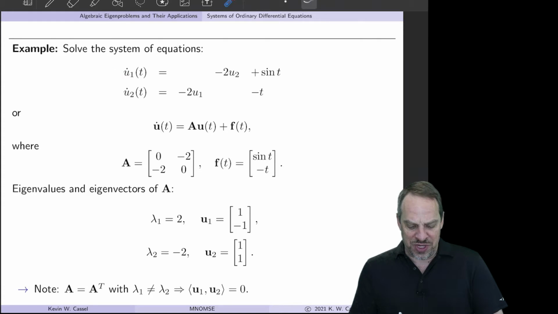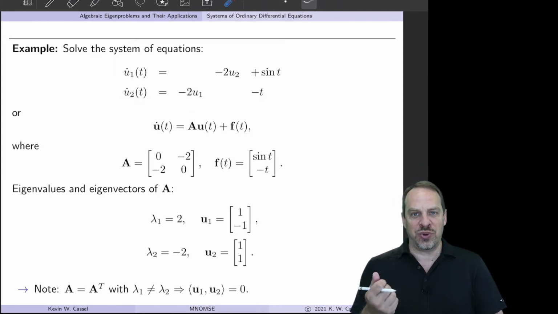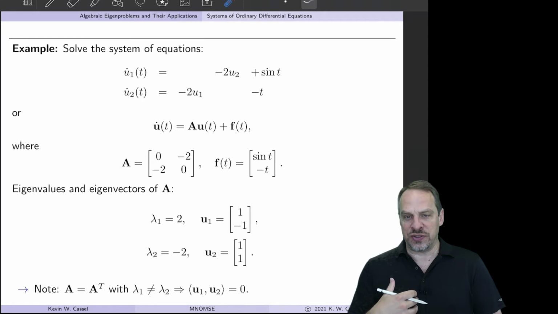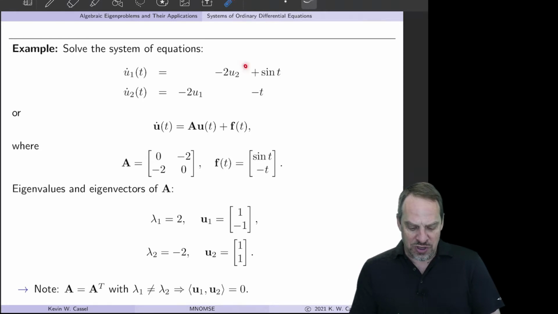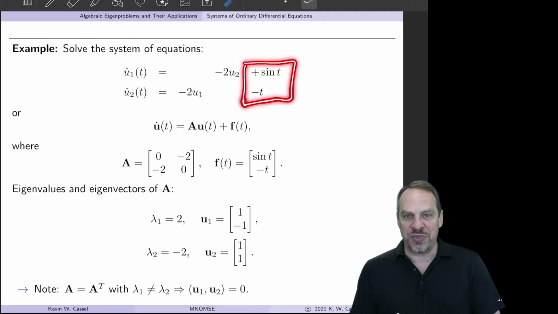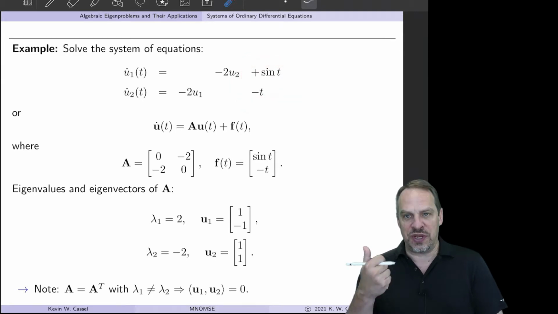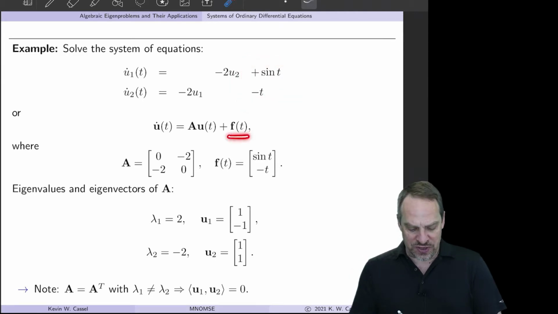u1 dot is equal to minus 2 u2 plus sine t, and u2 dot is equal to minus 2 u1 minus t. So we can see, once again, there are two equations. They're both coupled. I cannot solve one equation for one variable and one equation for the other. Now we have the sine t and minus t terms. Those are the f1 and the f2 that comprise the f vector, the forcing terms.